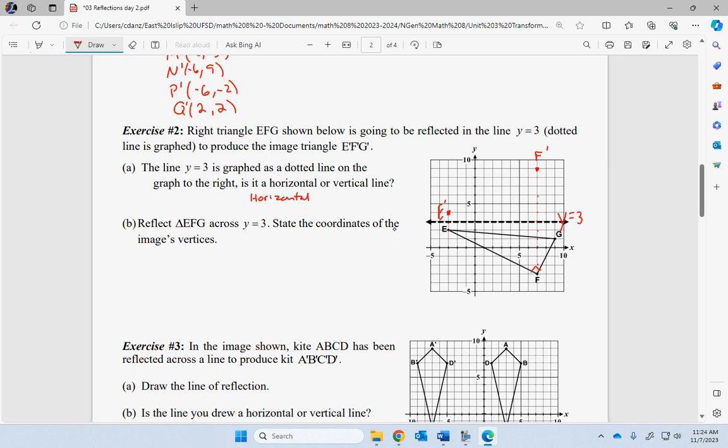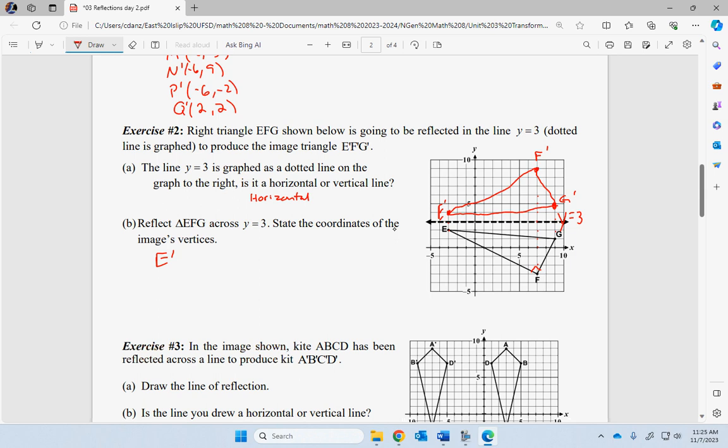And then G is 2 away from the dotted line. So I go 2 on the other side and call it G prime. Let's very carefully write down these coordinates now. First, let me connect them. I'm really, really bad at drawing straight lines with this marker. Sorry about that. All right, so E prime.